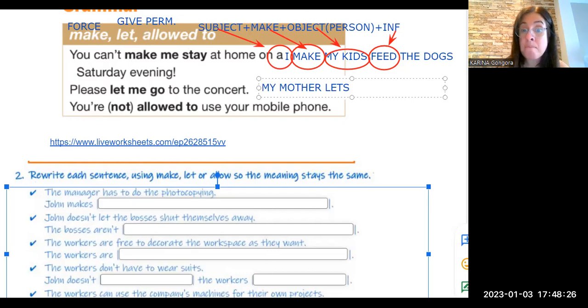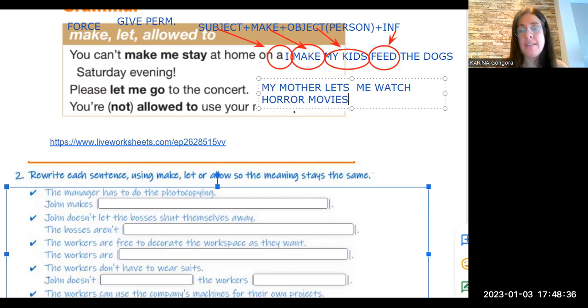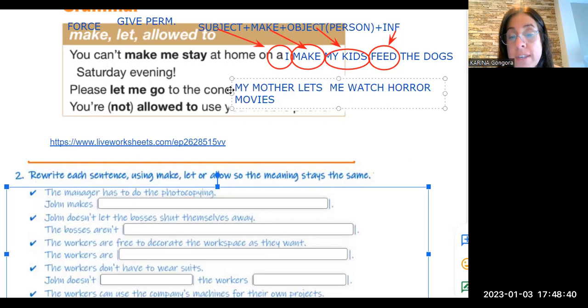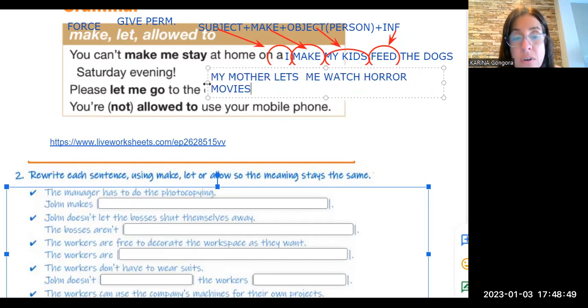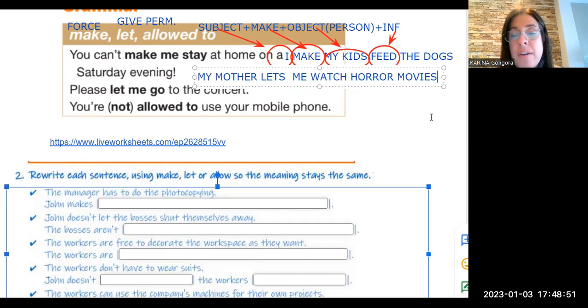My mother lets me, the object, siempre el objeto es lo que está después del verbo, lets me watch horror movies. This means that your mother gives you the permission to watch horror movies. All right? So you have the permission of your mother to watch horror movies. There you go. Very good. Right? My mother lets me watch horror movies.